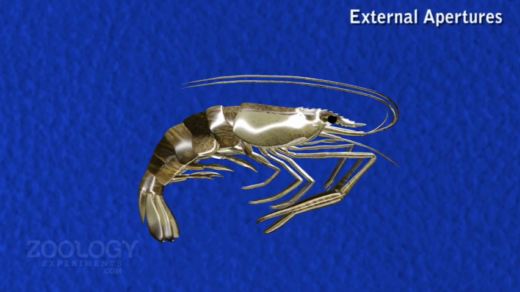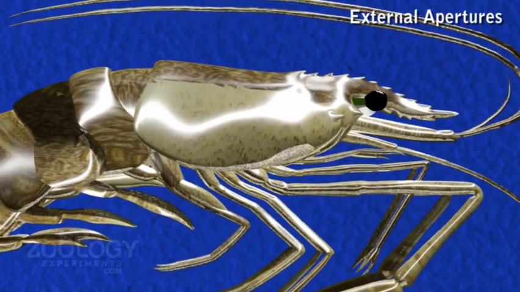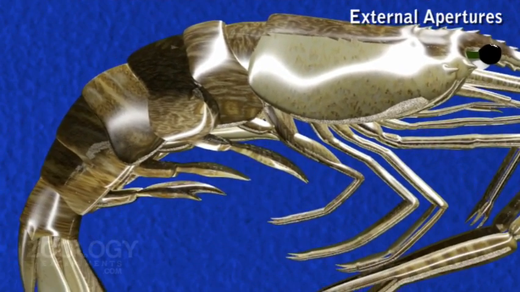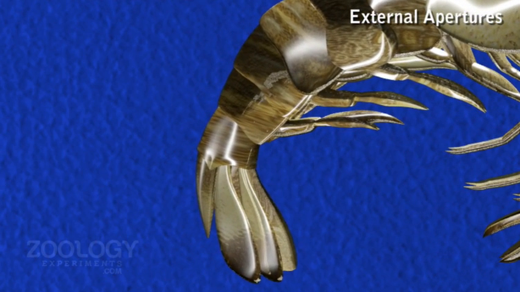External apertures. The mouth opens mid-ventrally at the anterior end of cephalothorax. Anus is situated ventrally at the base of telson. Paired renal apertures open on raised papillae on the inner surface of coxae of antennae. Paired female genital apertures are open on the inner surface of coxae of the third pair of walking legs.